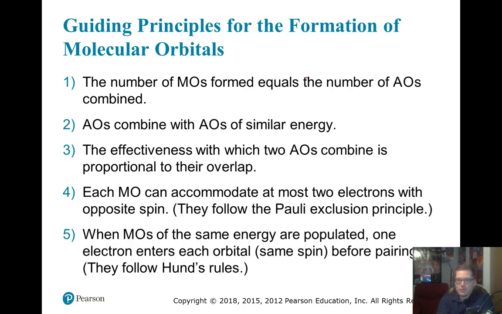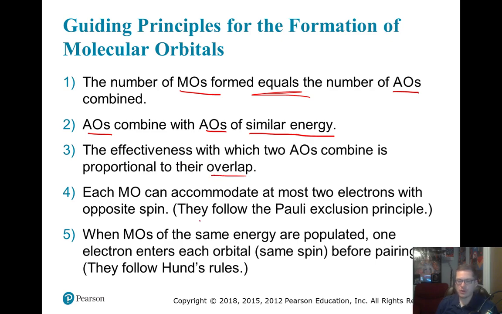All right, so guiding principles for the formation of molecular orbitals. These are important principles that make molecular orbitals what they are. The number of molecular orbitals formed always equals the number of atomic orbitals that are combined. So if you combine 2 atomic orbitals, you're going to make 2 molecular orbitals. Atomic orbitals always combine with atomic orbitals of similar energy. So if you have 2 different atomic orbitals combining, that means they're probably of similar energy. The effectiveness with which they combine is proportional to their overlap.